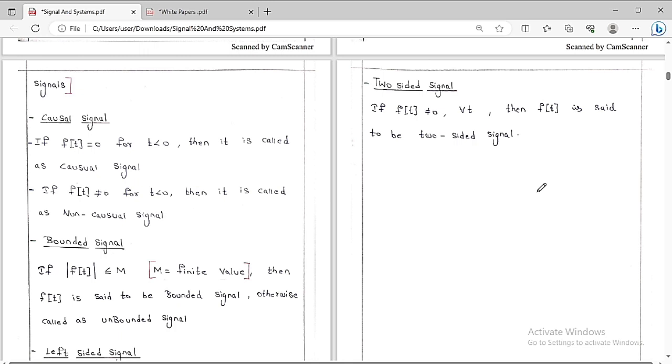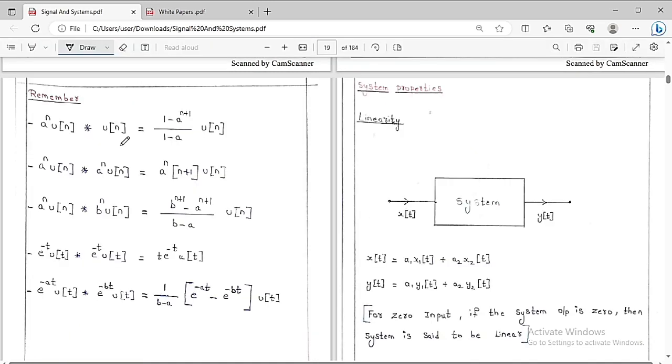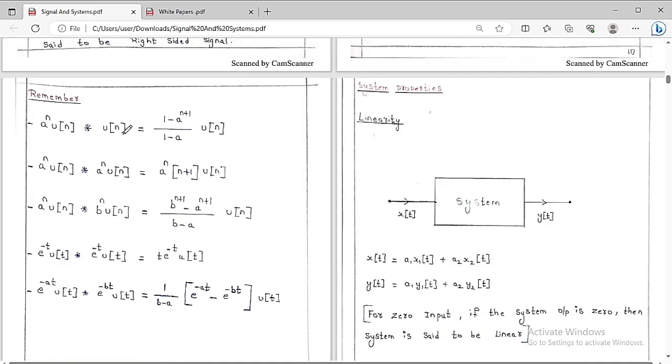So these are the different properties of the signals we have discussed in a very detailed manner. Now we are going to discuss some more important things. These you must always keep in mind: a to the power of n, u of n, convolution of u of n is always equal to 1 minus a to the power of n plus 1 by 1 minus a into u of n. These are the type of questions they are going to ask in examinations. But if you take a lot of time to solve those numericals, it will take a lot of time, and in examinations you have to work much faster.